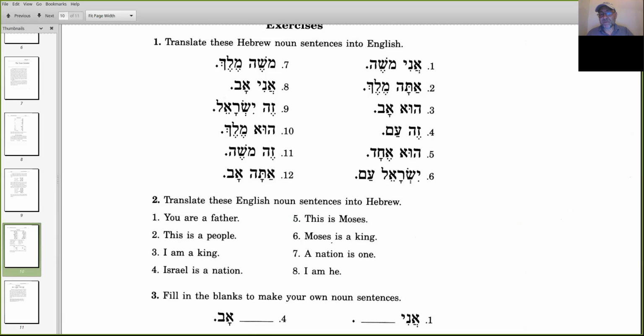How about this? Moses is a king. So then, just like before, when we were writing Moses, we would write mem, and we would put this holem, which is also the superlinear dot, on the shin.